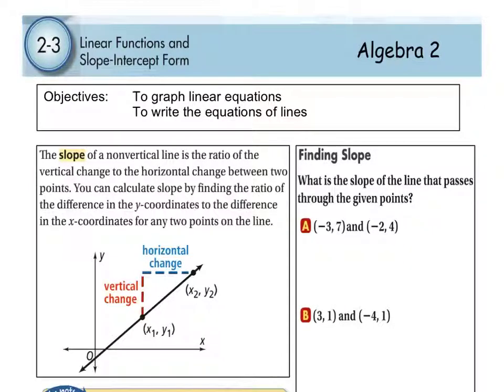Alright, this is the start of Unit 2. We start with Section 2.3, which is linear functions in slope-intercept form. A lot of this stuff is going to be reviewed from what you had previously in Algebra 1.